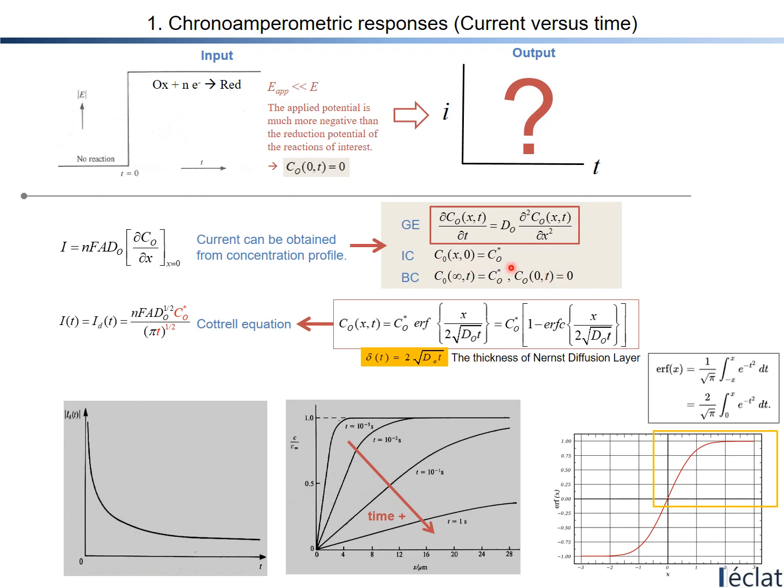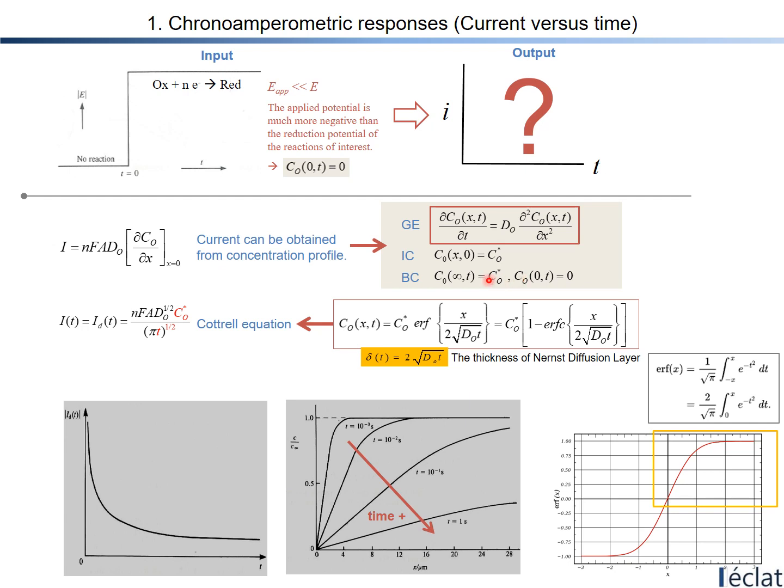What is the initial condition? I mean, what is the concentration at time equal to 0? Independent of location, you would find the bulk concentration, which is the value of concentration you have fixed or introduced just before your experiment starts, like 1 millimolar of Fe3+. That is the initial condition. And the first boundary condition, at x equal to infinity or in the bulk electrolyte, the concentration is of course the bulk concentration.